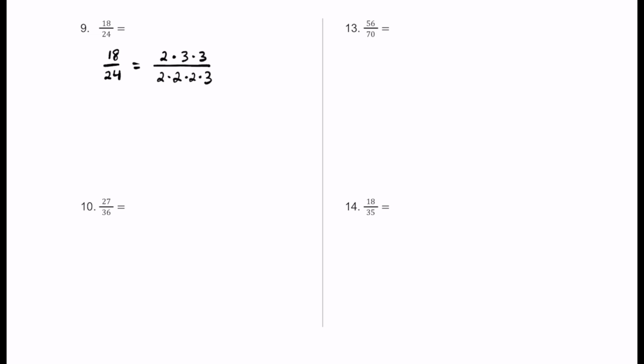Alrighty, so these are the prime factorizations. What do they have in common? They both have a 2, and they both have a 3. I think that's it. So 2 times 3 is 6, so we know the GCF here is going to be 6. We can divide them both by 6, and we're going to be left with a 3 on top in the prime factorization and a 4 on bottom, because 2 times 2 is 4. So 3/4 would be equivalent to 18/24, and we knew the GCF here is equal to 6.